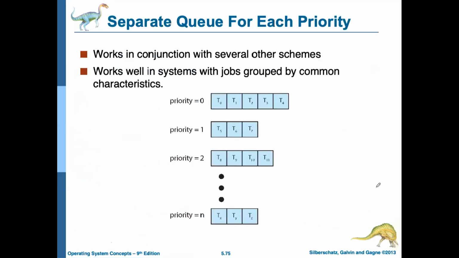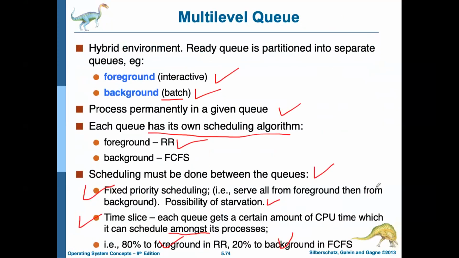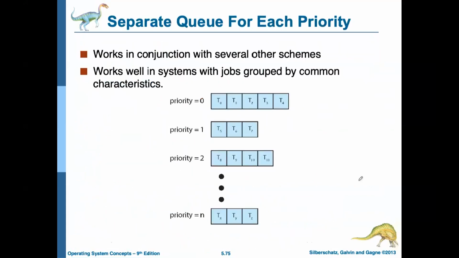Separate queue for each priority. Is it the same or not? Maybe the same. Okay, now a separate queue for each priority works in conjunction with several other schemes. So that's why I told you that there are many kinds of this. Here they try to explain the separate queue for each priority in conjunction with several other schemes. It works well in a system with jobs grouped by common characteristics.